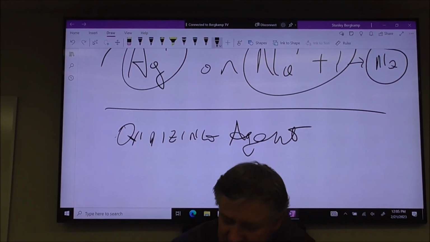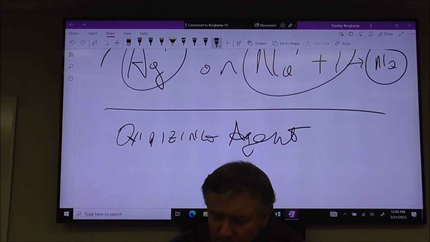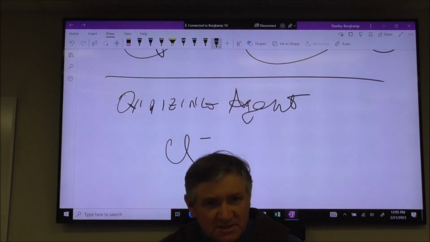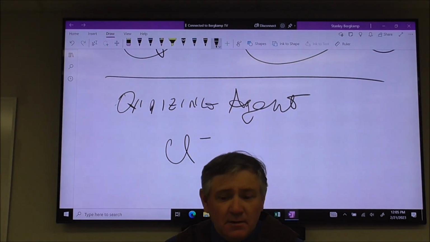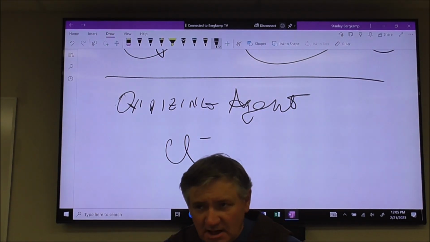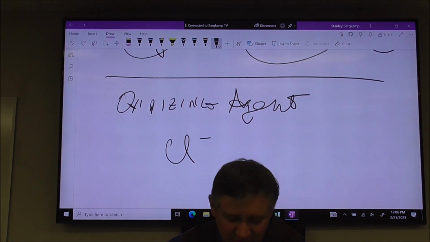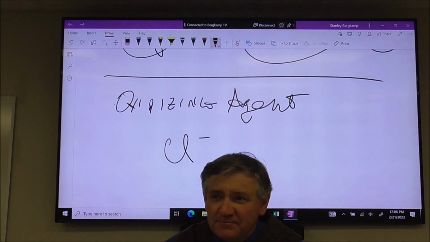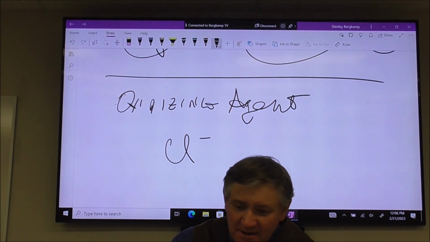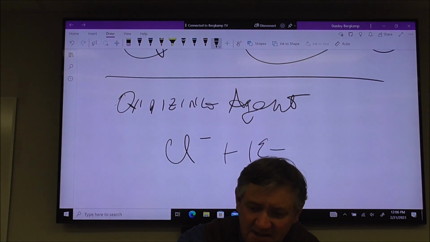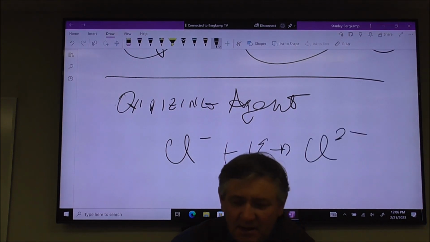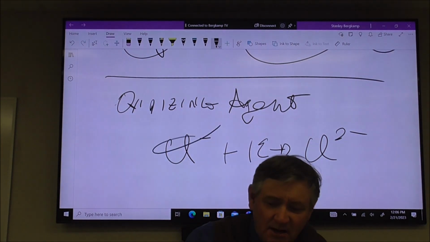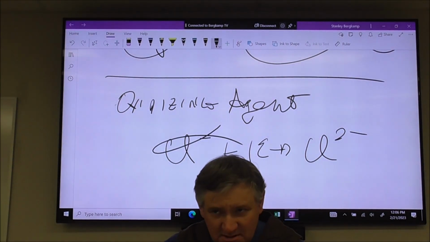So let's just look at this list, right? Let's talk about Cl minus. Would Cl minus be a good oxidizing agent? Aspen, you shake your head emphatically no. It does not want to make Cl2 minus. Cl is not going to take in an electron and become Cl2 minus. So as an oxidizing agent, Cl minus is not even within the realm of possibilities.